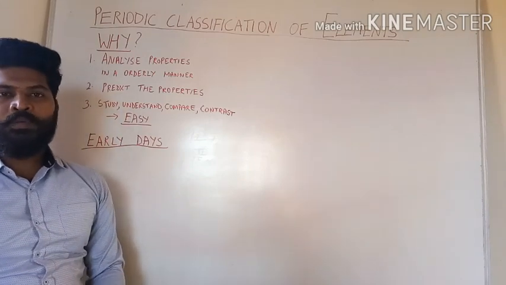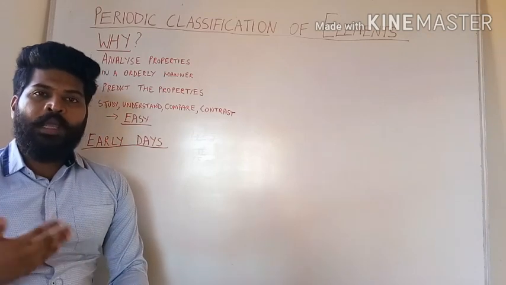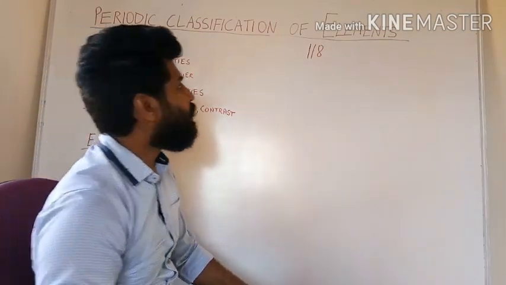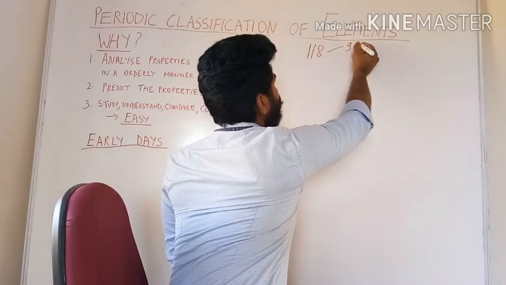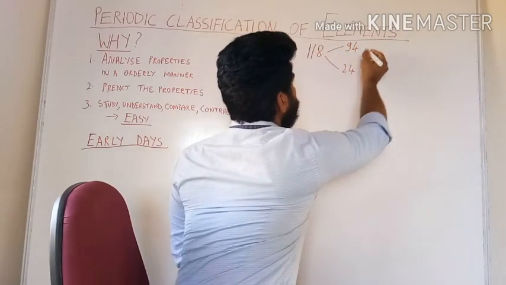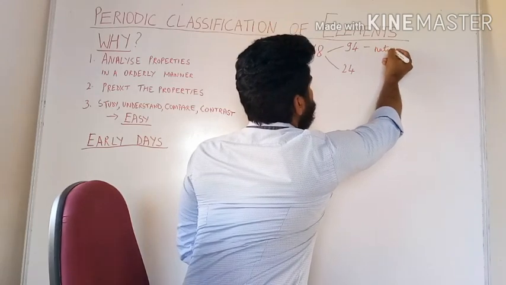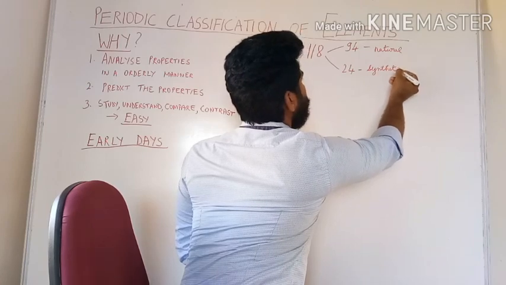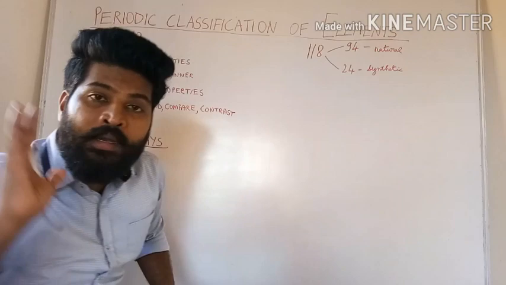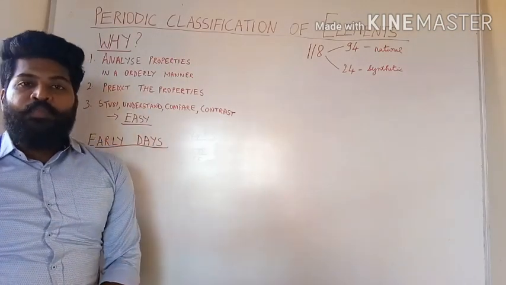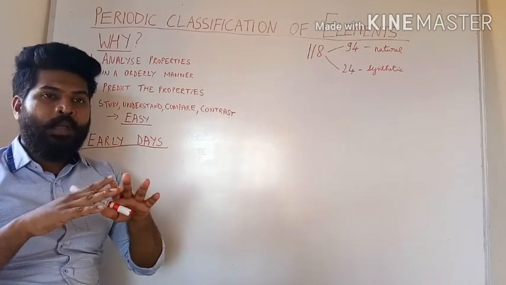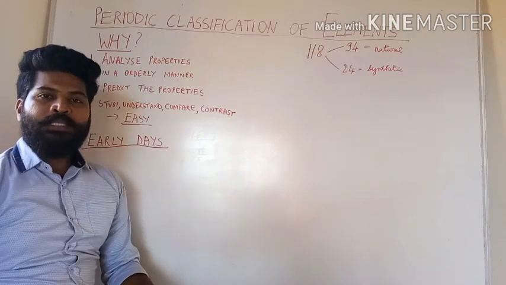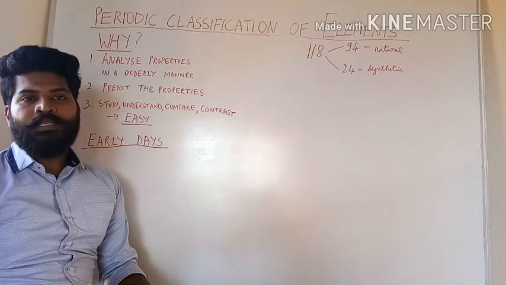Similarly, in chemistry, as more and more elements got discovered, we know there are 118 elements present, of which 94 elements are naturally occurring in nature, and 24 are man-made or synthetic elements. So there are 118 elements. If you have to study all these elements, it would be a big chaos. So, in order to make the study of all these elements easier, they are classified.